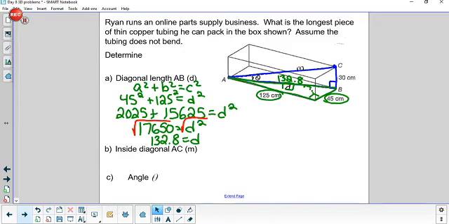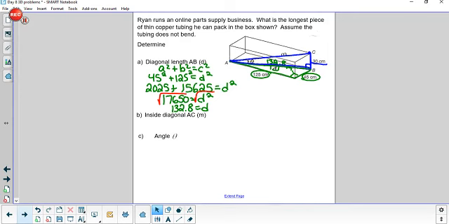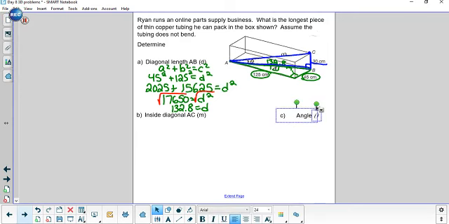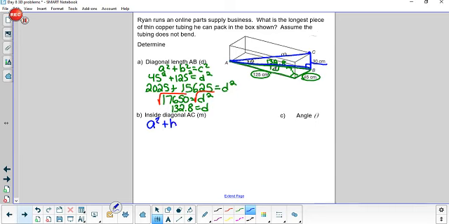Now we have enough information to find m. Because if we look back at our blue triangle now, we know two of the three sides. And when we know two of the three sides, we can always find the third side using Pythagorean Theorem. So again, a squared plus b squared equals c squared. The hypotenuse is across from the 90-degree angle, so the hypotenuse is our m. So we have 132.8 squared plus 30 squared.